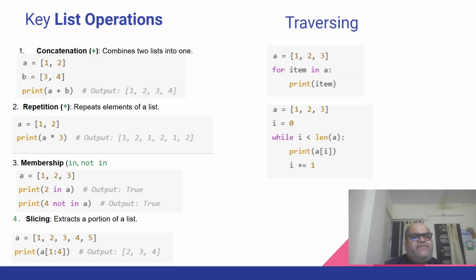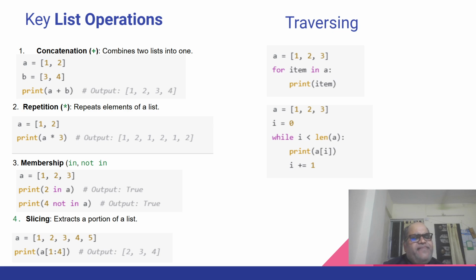Let us look at some of the common key list operations. We are focusing on items 1, 2, 3, and 4 on the left part of the slide. Let us start with concatenation, which is number 1. Concatenation is by the symbol plus, and we can combine two lists into one by using the symbol plus. So say if A is 1 and 2, B is 3 and 4, when you do print A plus B, it will give one list 1, 2, 3, 4. So concatenation of different lists using plus.